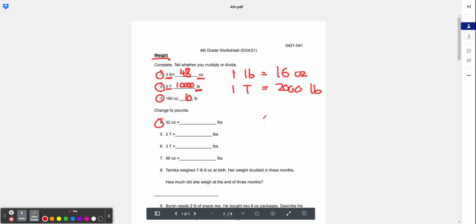Let's try 4. We're going to convert 32 ounces into pounds. We know that 16 times 2 is equal to 32. So we multiply 16 ounces by 2 to get 32 ounces. We're going to do the same for pounds. 1 times 2 is 2 pounds.